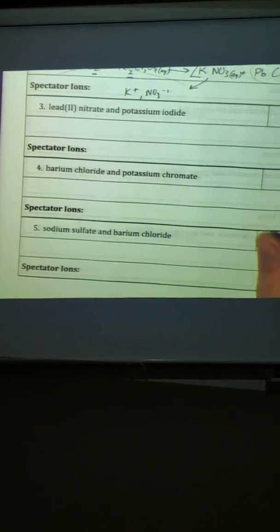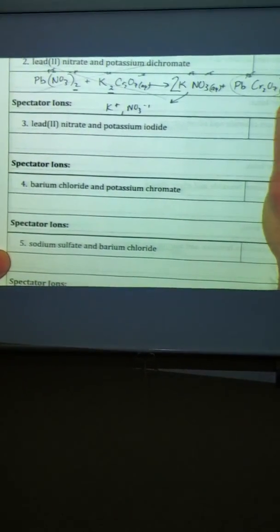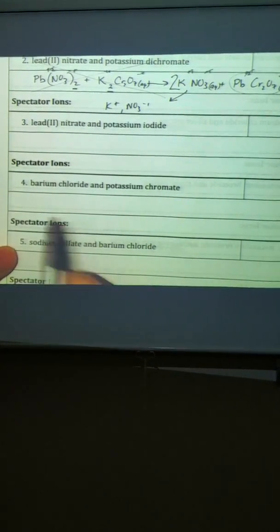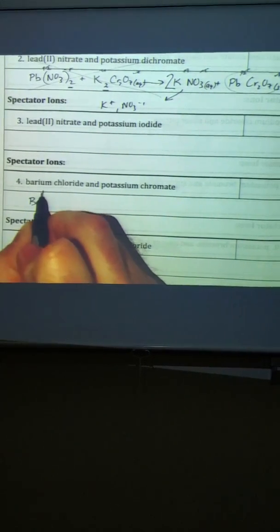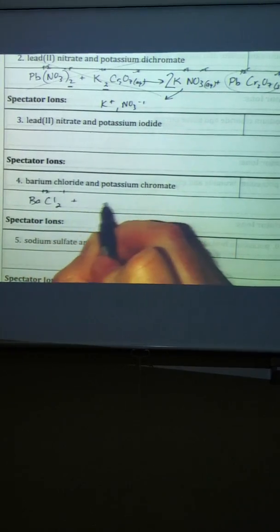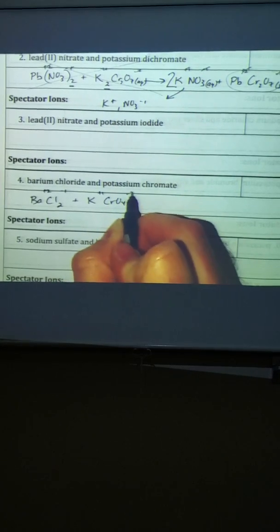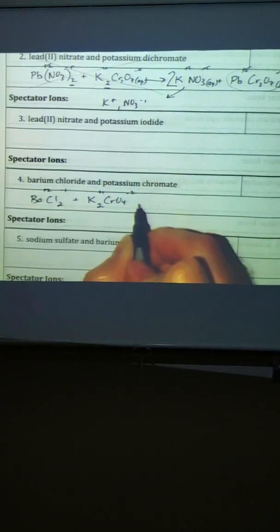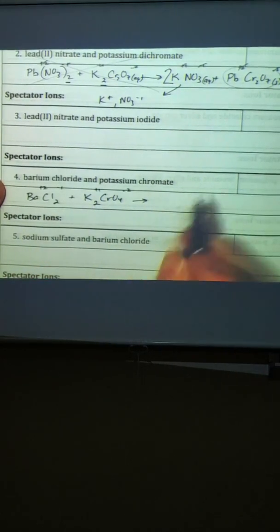Let's try another one. Let's try this one up here. So again, this was our solid, we circled it. Let's try this one here with barium. So barium is a +2, chloride is a -1, so cross the 2, cross the 1. We have potassium, which is a +1. We have chromate, which is a -2. Cross the 2, cross the 1. Barium and potassium are positive, so switch.